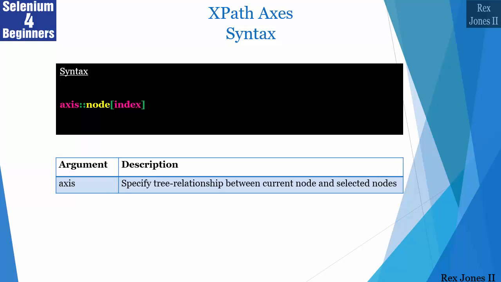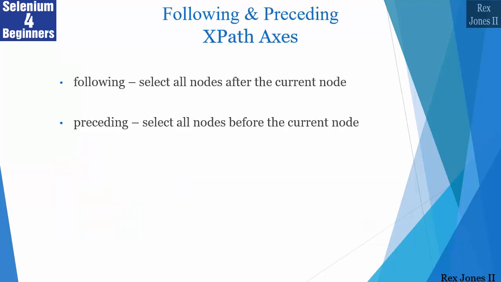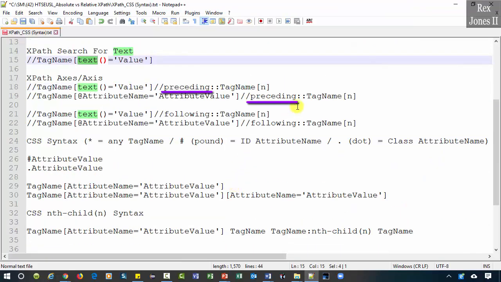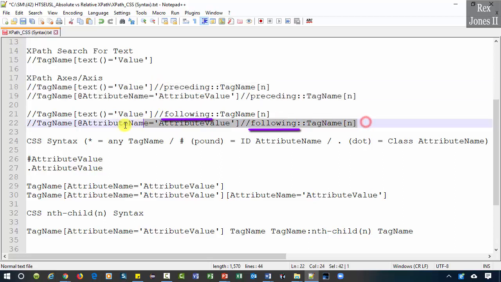Here is the syntax for an XPath axis. Axis specifies the tree relationship between current node and selected nodes. The two colons separate an axis and node. The node identifies the tag name, and index is not required. It specifies the node sequence. We are going to cover the following and preceding XPath axes. The preceding axis selects all tag names before the current node, and following selects all the tag names after the current node.